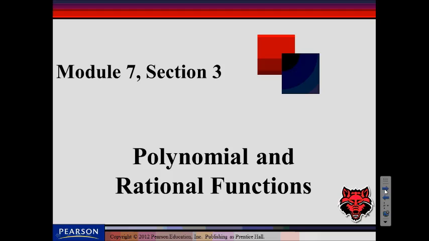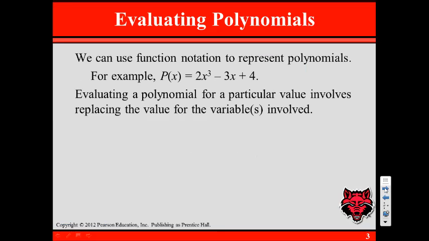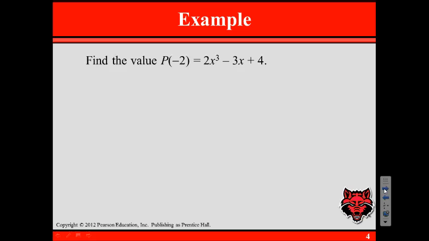In Section 3, we will discuss evaluating polynomial and rational functions. We can use function notation to represent polynomials. For example, p of x equals 2x cubed minus 3x plus 4. Evaluating a polynomial for a particular value involves replacing the value for the variables involved. We can find the value p of negative 2 equals 2x cubed minus 3x plus 4.